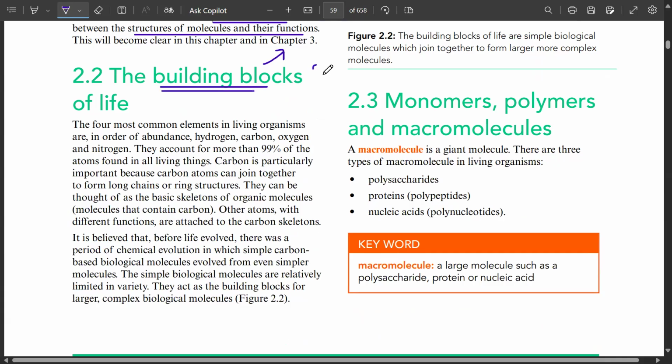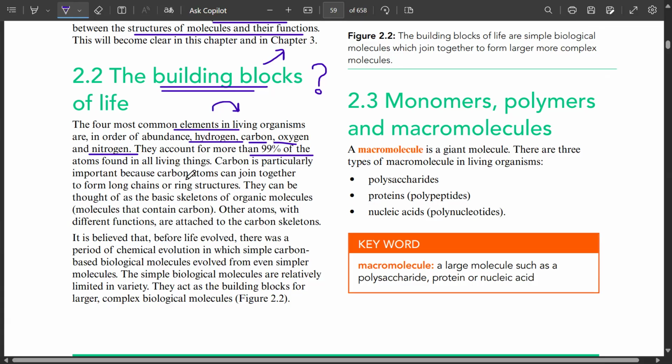Now, what do we mean by building blocks of life? Can you tell me? Like the basic molecules that build up into more complex molecules. Carbohydrates, proteins, and fats. Exactly. So the four most common elements in living organisms, according to their abundance: hydrogen is in the most abundance, okay? Then carbon, then oxygen, and then the least amount is nitrogen. They account for more than 99% of the atoms found in all living things. So you are made up of 99% hydrogen, carbon, oxygen, and nitrogen.